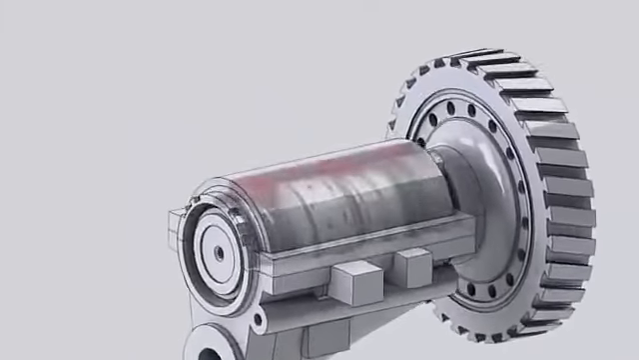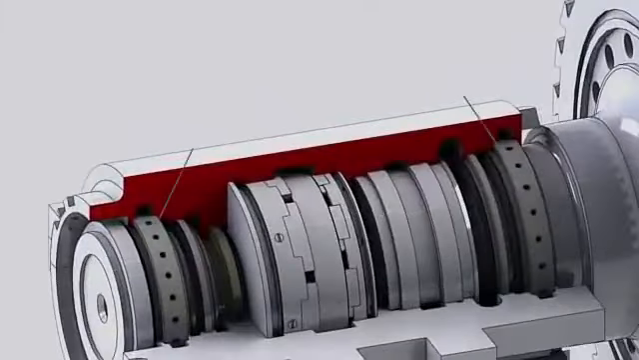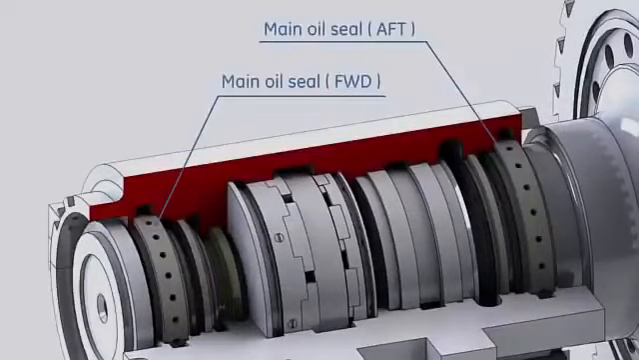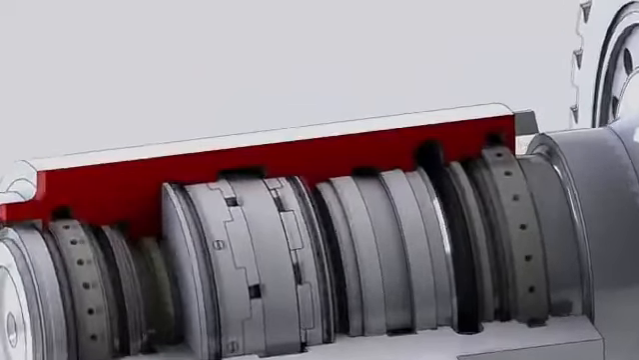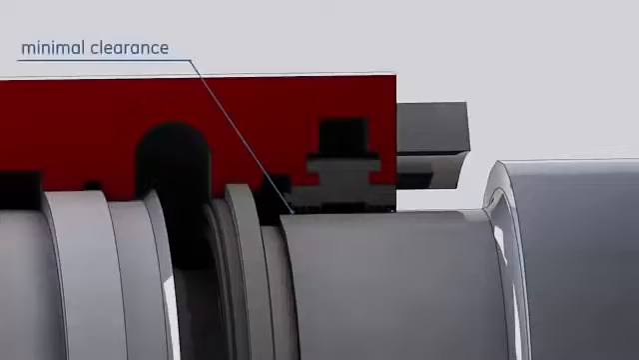Labyrinth seals are installed at each end of the housing, where oil control is required. Their teeth run against smooth surfaces machined on the rotor. Seals are assembled so that a small clearance exists between the seals and the shaft.